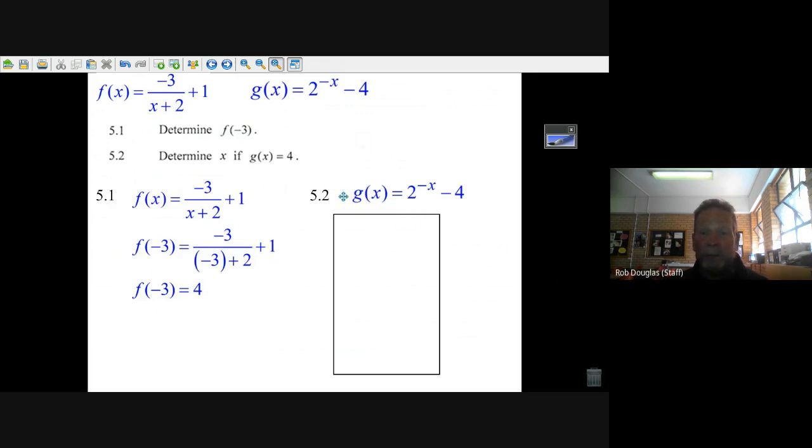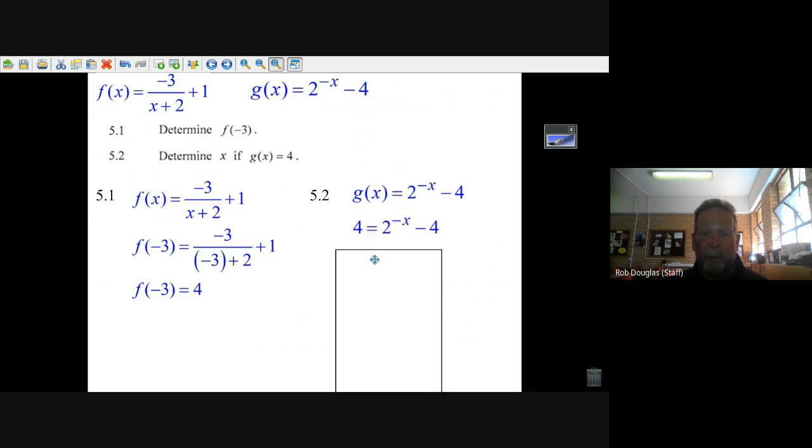Now let's look at g of x. What happens if we take g of x and we let it equal 4? What would x be? Well, that's all we do, we take g of x, we rub out the g of x, and we make it equal 4. Well, now we just have to solve this equation. We add 4 to both sides, and we get 8. Well, 2 to the minus x equals 8. But we need to express 8 as 2 cubed.